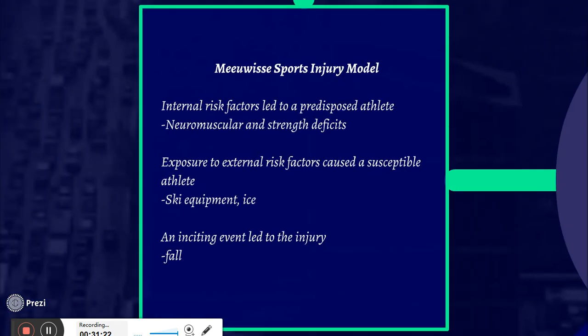So we've got to look back at the sports injury model. The internal risk factors led to a predisposed athlete. So maybe those neuromuscular and strength deficits, anatomical differences, those types of things. She was exposed to an external risk factor, which caused a susceptible athlete. So that was like the ski equipment, the DINs being set up high, the ice from the environment and the rain, and then an inciting event led to the injury, such as the fall.